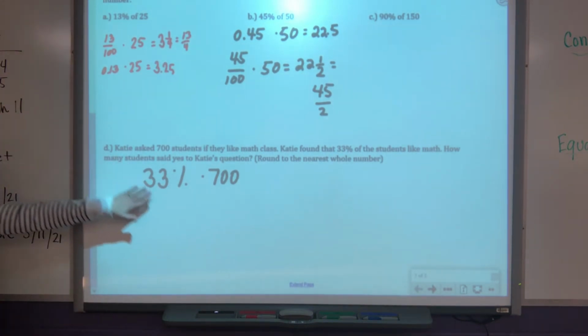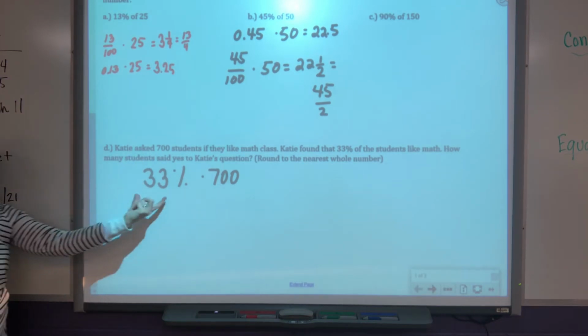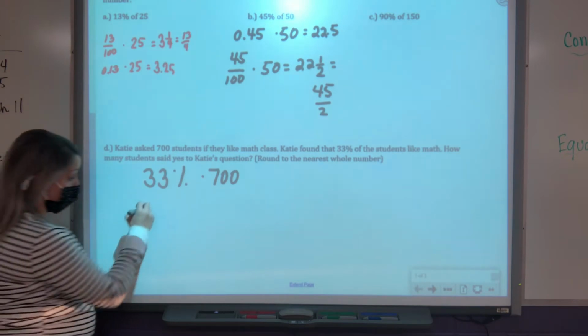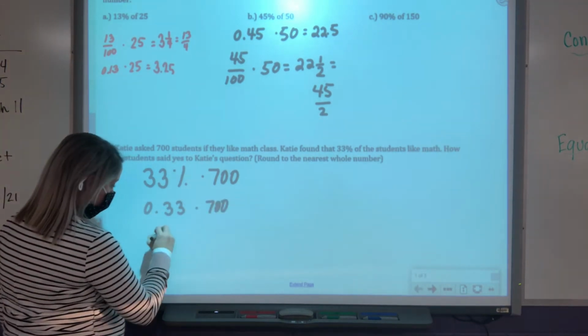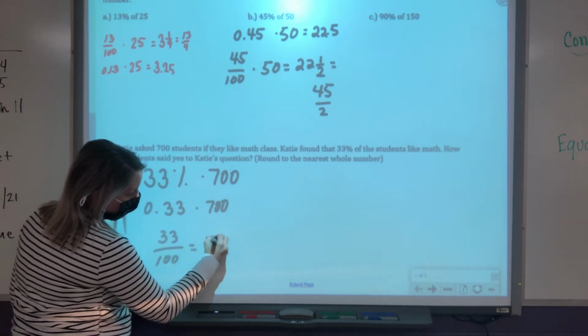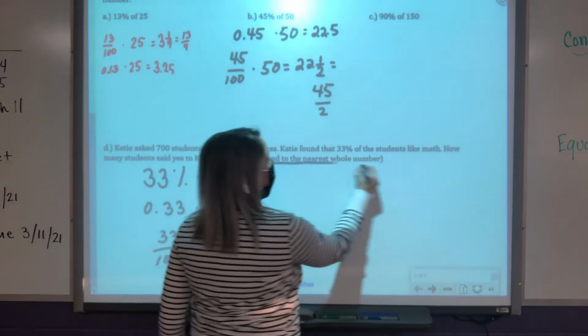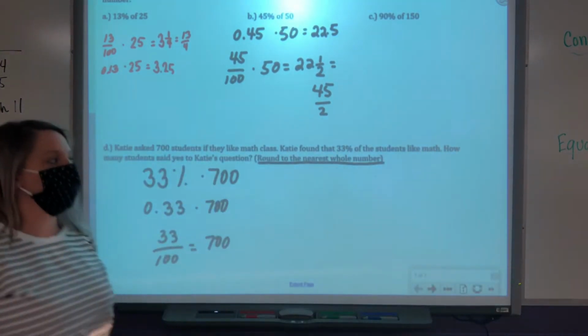And again, we can't just multiply 33% times 700. We have to take 33% in either a fraction or a decimal. And again, round to the nearest whole number, because we can't have pieces and parts of people. We're not The Walking Dead.